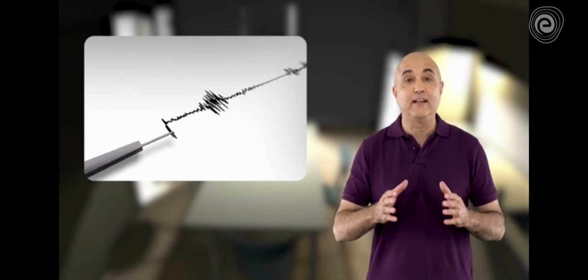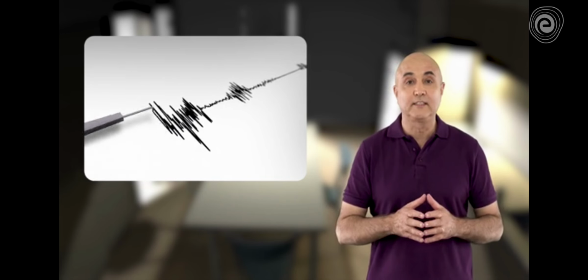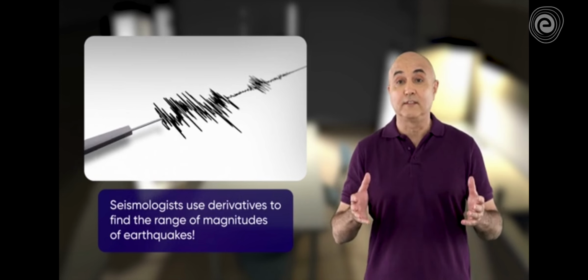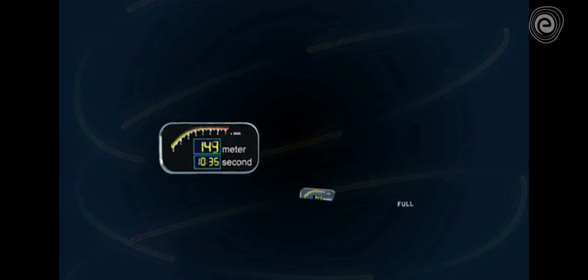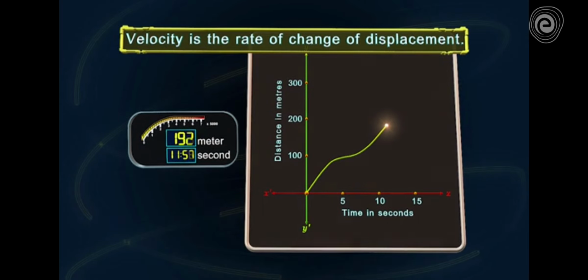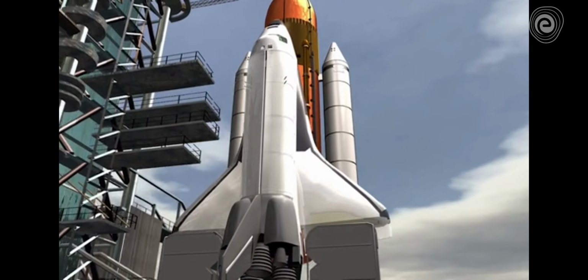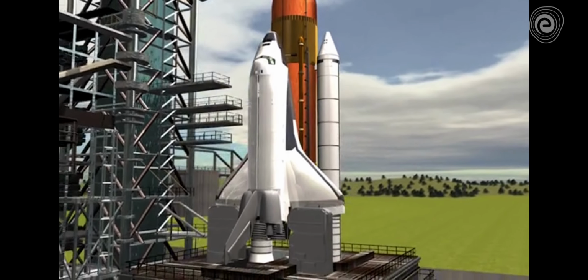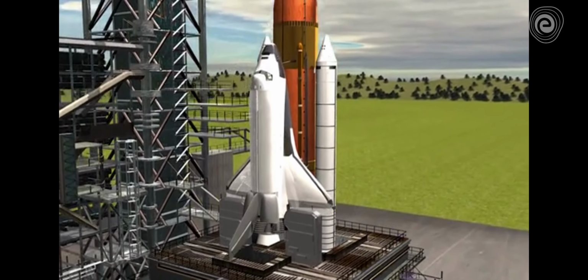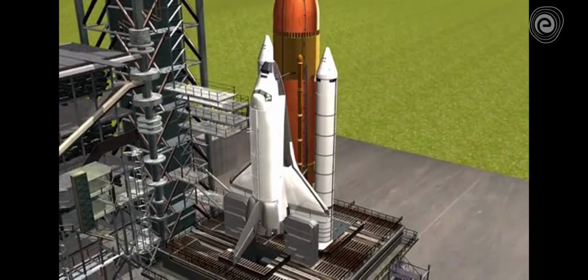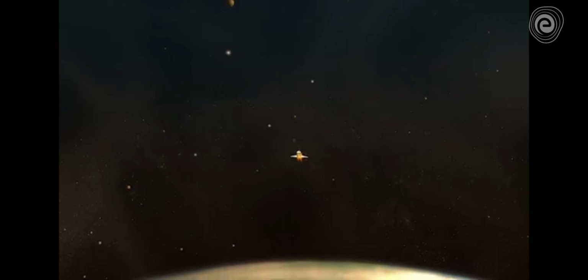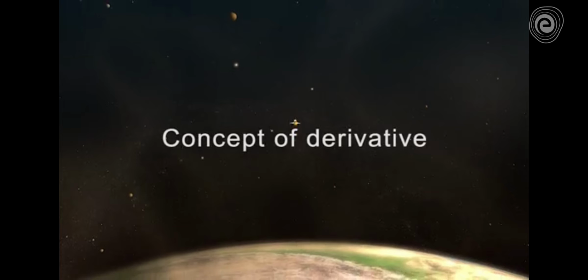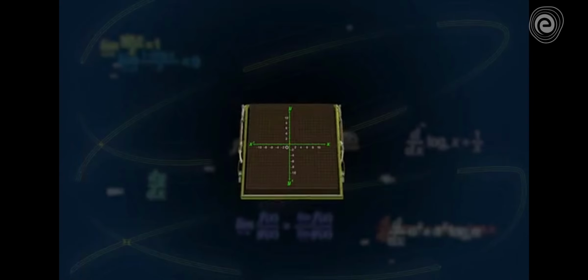Did you know that to study and find the range of magnitudes of earthquakes, seismologists use derivatives? Let's learn more about derivatives in this video. We are familiar with the term velocity, which is nothing but the rate of change of displacement. In case the object is moving too fast, then we need to know its velocity at every stage, that is, its instantaneous velocity, for making the required changes. This is possible only if we are aware of the concept of derivatives.